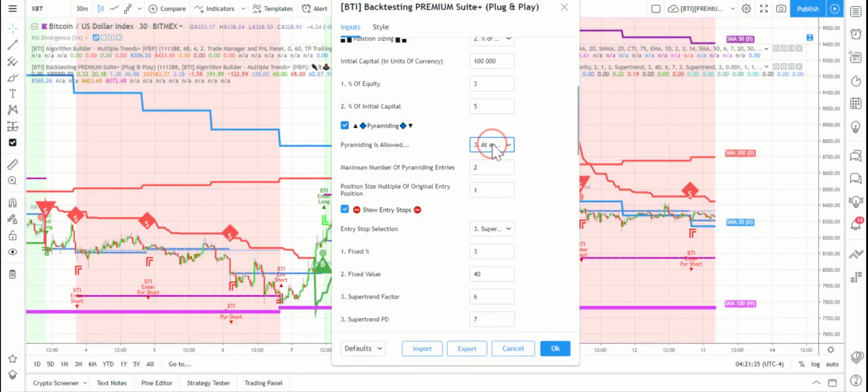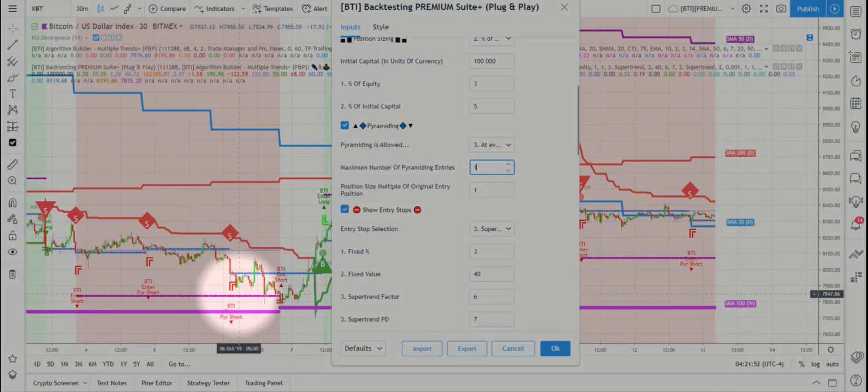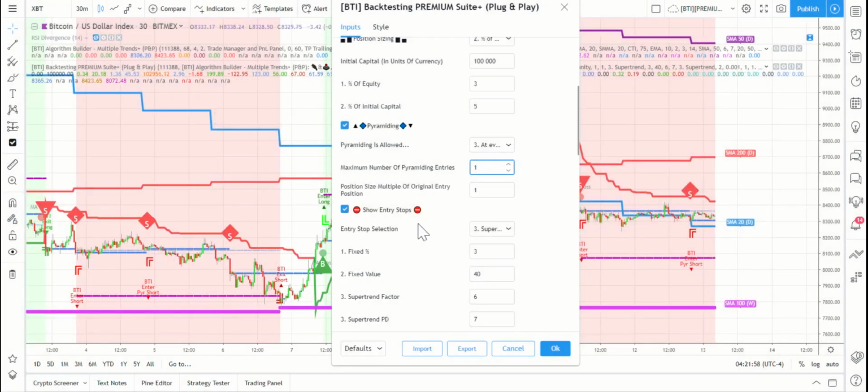Pyramiding. Our premium users are eligible for this feature. It refers to entering multiple times in the same trend. You may define the number of re-entries, and their size, relatively to the initial position sizing. By selecting one re-entry, we see that the BTI backtest only enters one more time per trend. Let's revert our previous action, and observe that a second re-entry is now allowed.